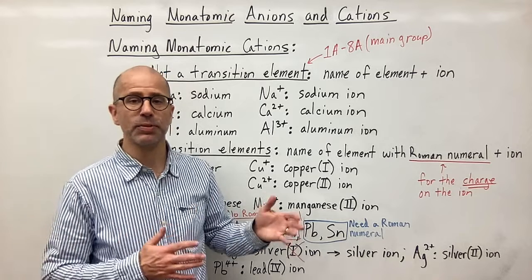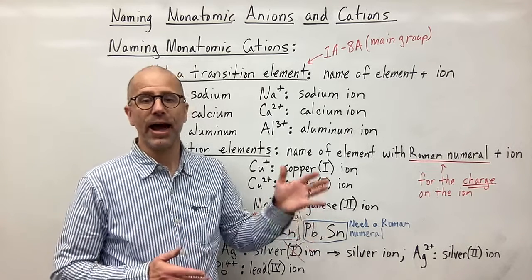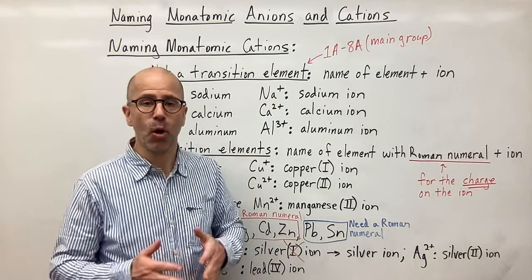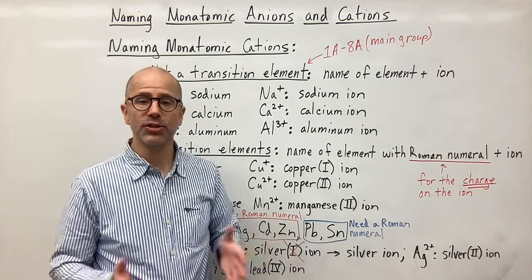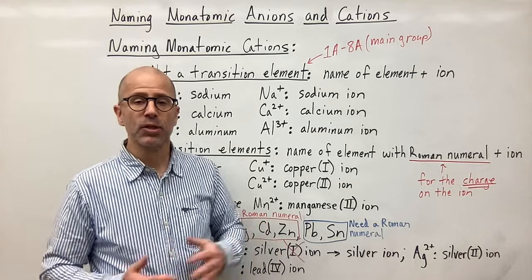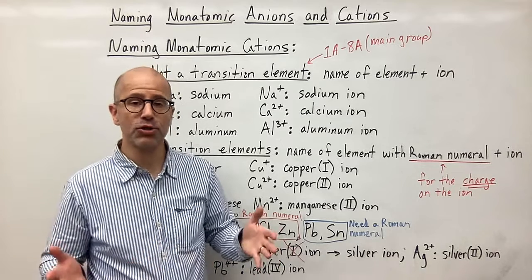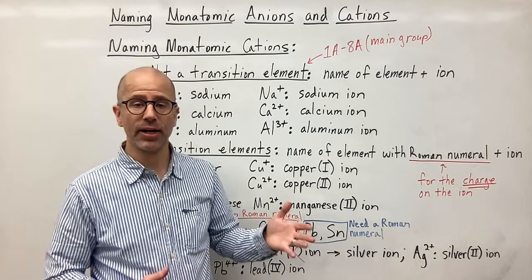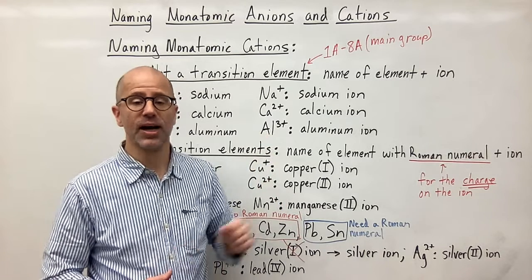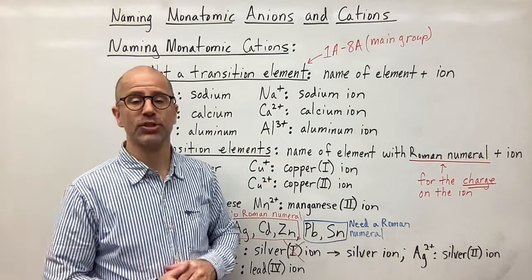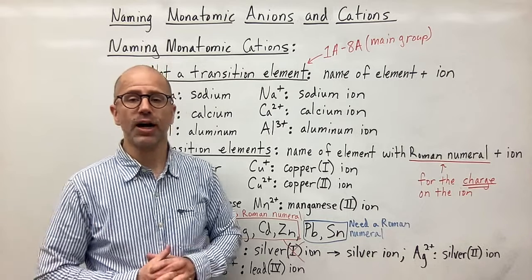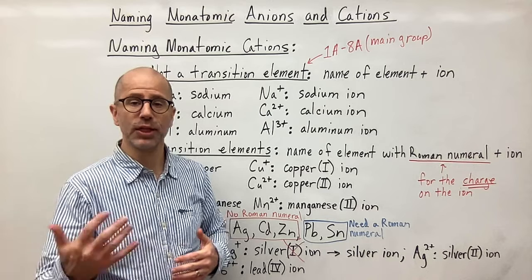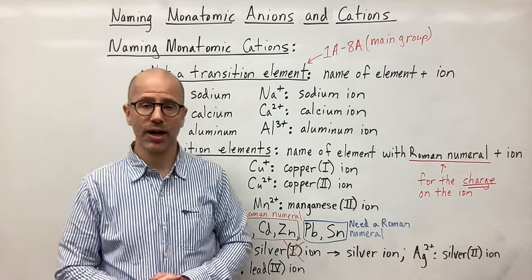We need to distinguish between, say, an iron atom with a 2 plus charge or an iron atom with a 3 plus charge. We can't call them both iron ions because they're different charges, they're different ions. So the easiest way to distinguish between them is to give a Roman numeral for the charge. So the Fe2 plus ion would be called iron 2 because the charge is a plus 2 charge. If you have a 3 plus charge on your iron ion, then it would be iron 3, 3 for the 3 plus charge on your iron atom.